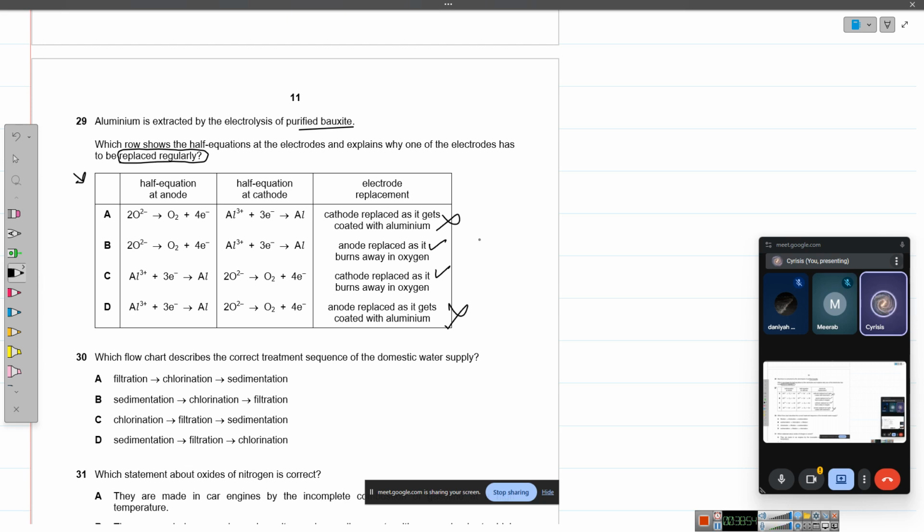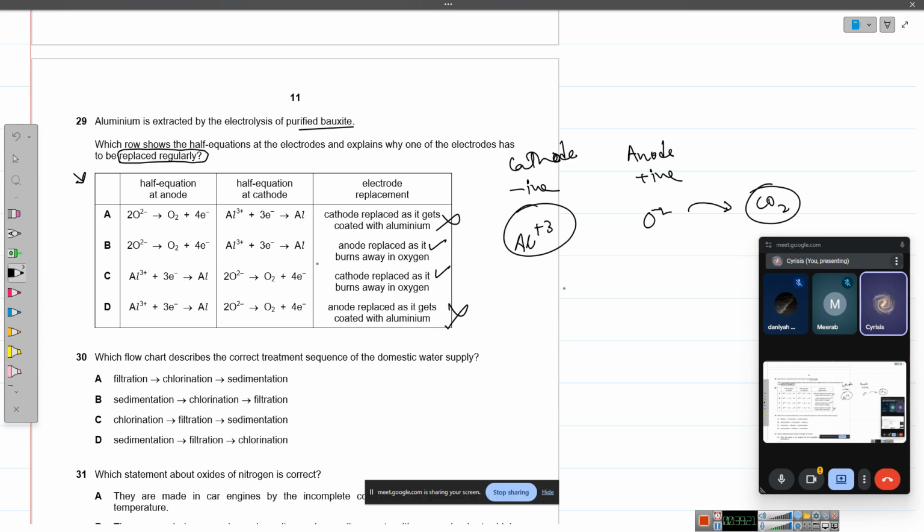The anode is the positive one, so the aluminum will go to the cathode, the negative one, and the O2 minus will go to the positive one. From there it will react with the electrode to produce carbon dioxide. Hence, the electrode needs replacement. This is the anode and this is the cathode. I just need to get the reactions in the correct order.